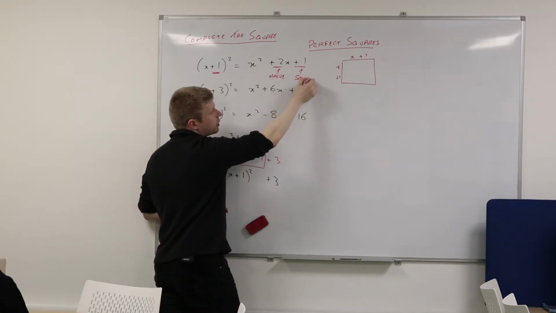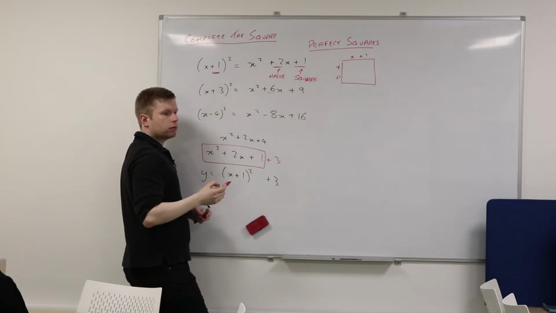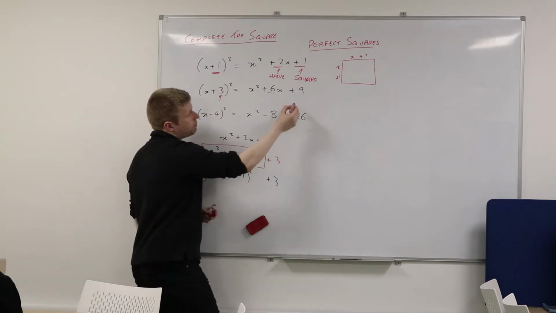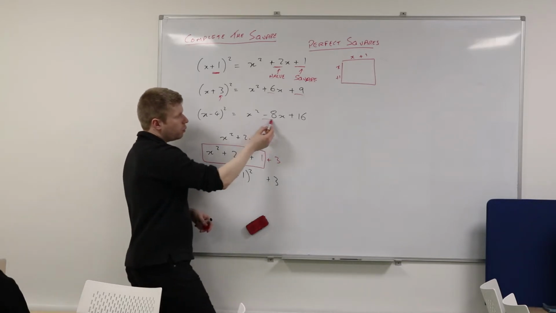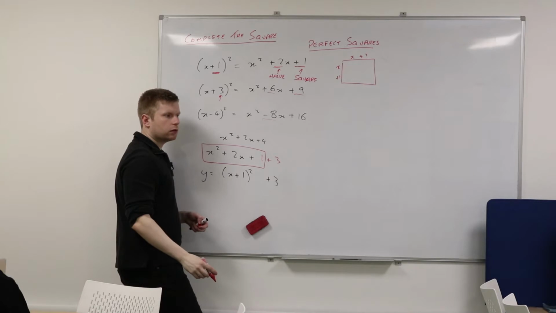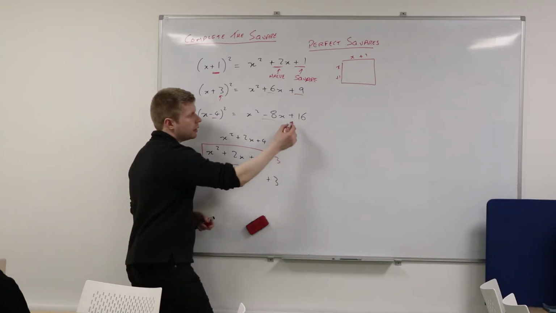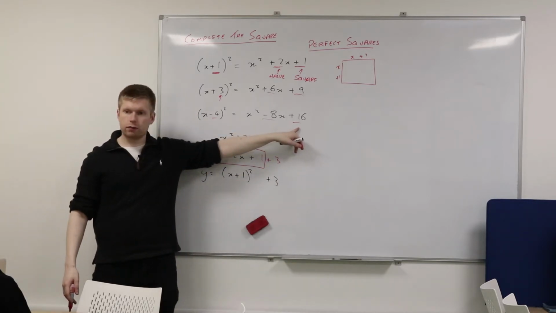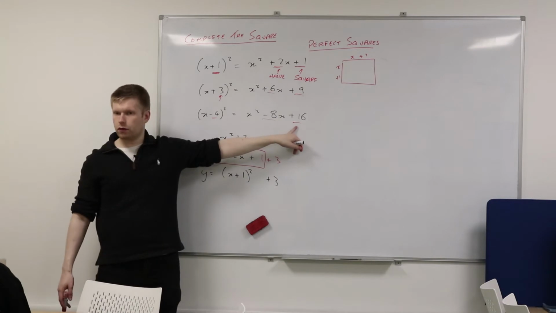Let's see if the pattern still continues. Okay. What's half of 6? 3. Okay, so that's looking good. What's 3 squared? 9. Okay, so notice it still works. Let's just check the last one. What's half of negative 8? Negative 4. What's negative 4 squared? 16. Now you notice there that even though it was a negative, it still came out as a positive over there. Do you see that? Yeah? So regardless of whether it's positive or negative in here, it would always be positive over there.